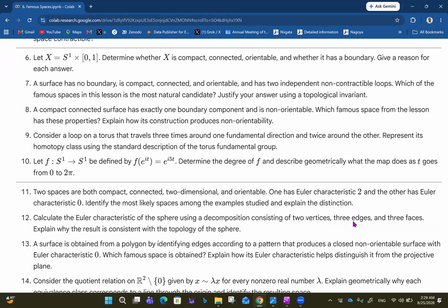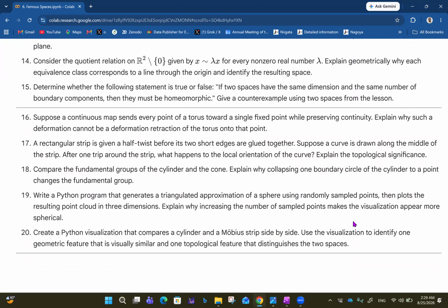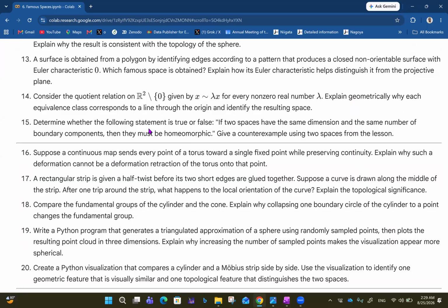Therefore, question 15. If you look at question 15, it says, determine whether the following statement is true or false. If two spaces have the same dimension and the same number of boundary components, then they must be homeomorphic. Give a counterexample using two spaces from the lesson. Well, the statement is false. It is not always true that if two spaces have the same dimension and the same number of boundary components, then they must be homeomorphic.